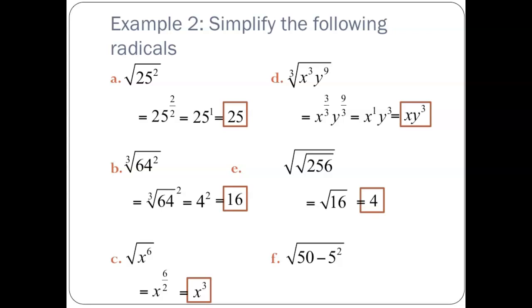All right, the last one we have here, the square root of 50 minus 5 squared. We can go ahead and simplify inside of the square root first. So 5 squared is 25, so this is the square root of 50 minus 25. 50 minus 25 is equal to 25, so this is the square root of 25, which is equal to 5. So 5 is our answer for this last one.